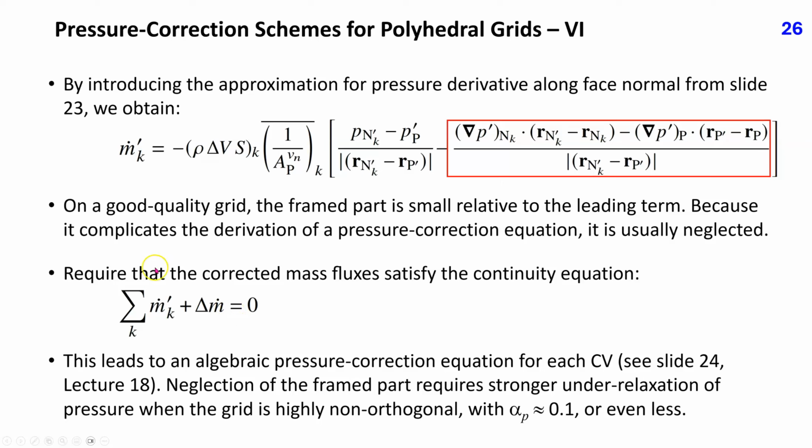This leads to an algebraic pressure correction equation for each cell. See slide 24 of lecture 18. Neglecting the framed part requires strong under-relaxation of pressure when the grid is highly non-orthogonal, with alpha p equal to 0.1 or even less.